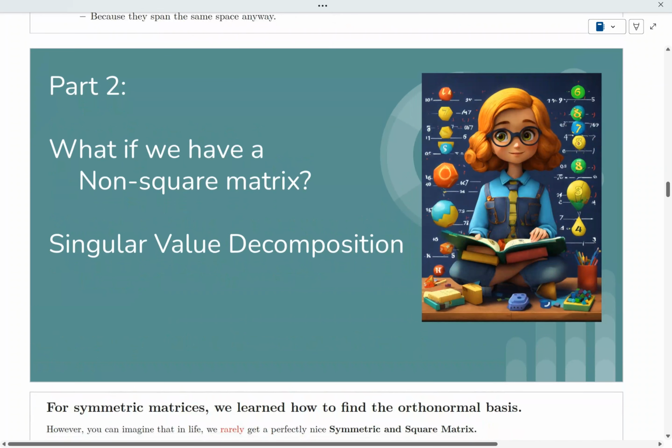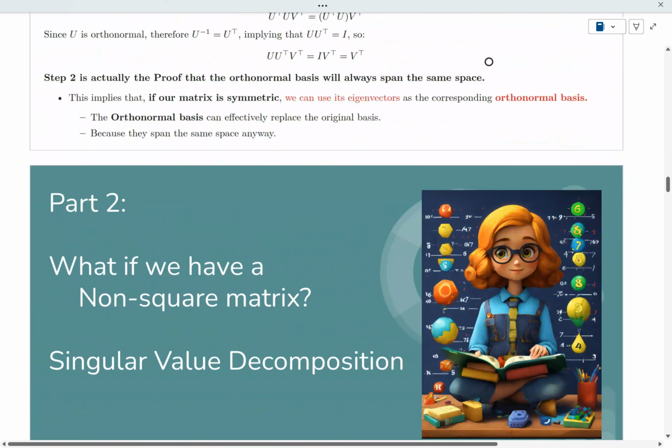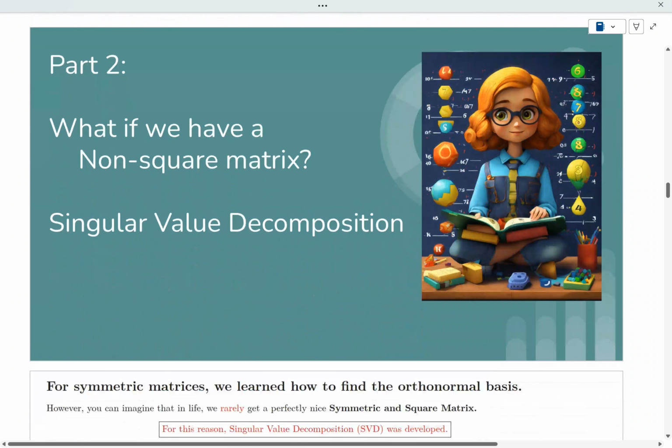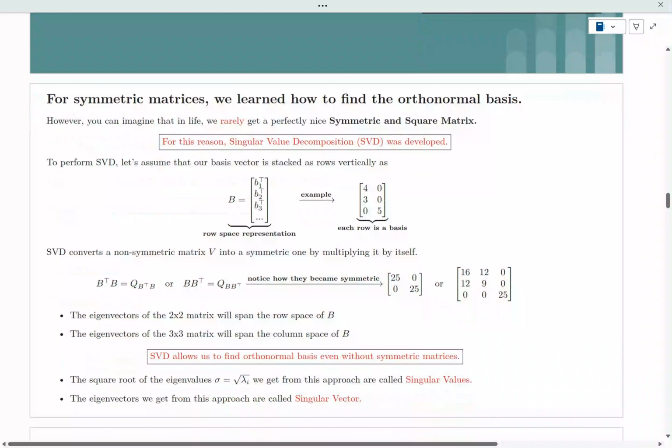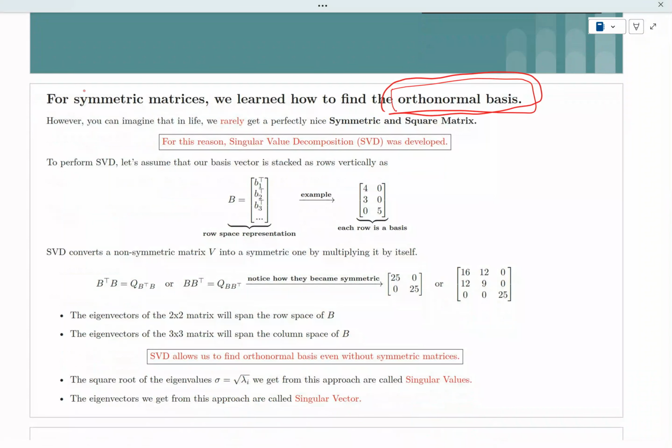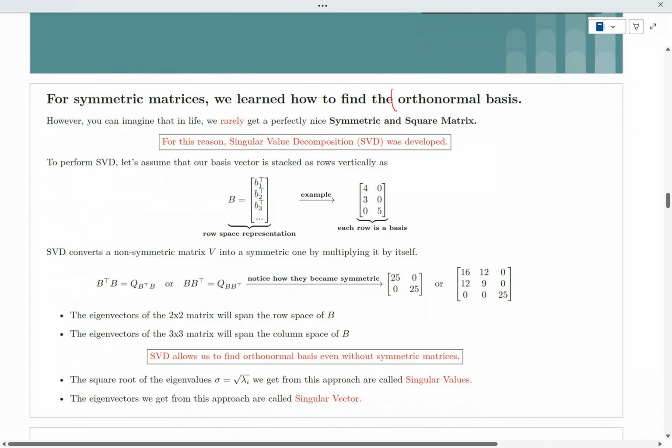All right. Now, hopefully you understood that. What if we have a non-square matrix? That's the next topic. Well, for symmetric matrices, we learned how to find the orthonormal basis, right? So in the special case where our matrix is symmetric, we know that we can get an orthonormal basis. However, in life, we rarely get perfectly symmetric matrices.